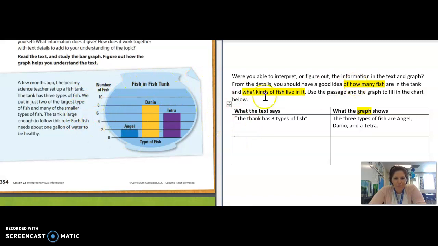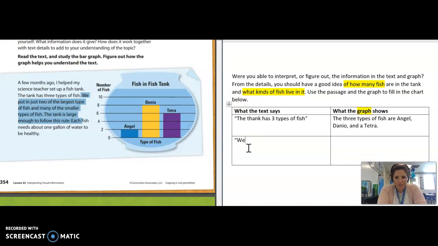So how many types of fish? I already figured out what kinds, but now I need to think about how many fish. Well, there was that part there that I read. We put in just 2 of the largest type and many of the smaller types of fish. So I'm going to include that detail.